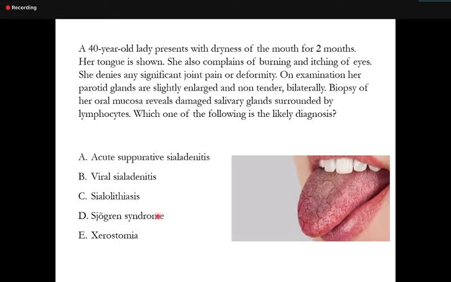Sjogren syndrome is the correct answer. I will describe it later on. I will describe all these diseases. Xerostomia is not a disease; it is a symptom, and it is exactly shown in this tongue. This type of dry oral mucosa with fissures is known as xerostomia. Xero is dryness, stomium is oral mucosa.